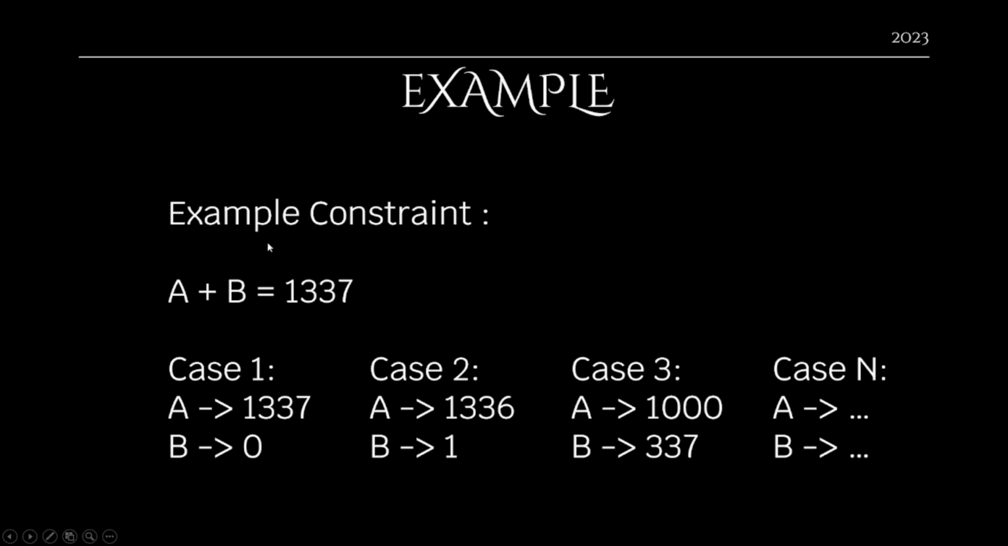For example, given a plus b equals 1337, there are many possibilities, right? For case 1, a is 1337 and b is 0. Then when they add together, it will be the same as 1337. Or maybe case 2, 1336 plus 1 is also the same. So there are many possibilities that could achieve the same result.